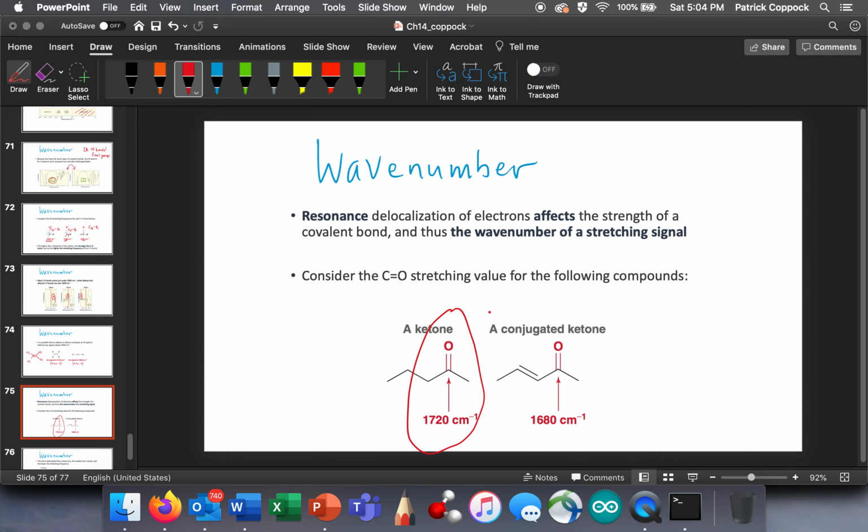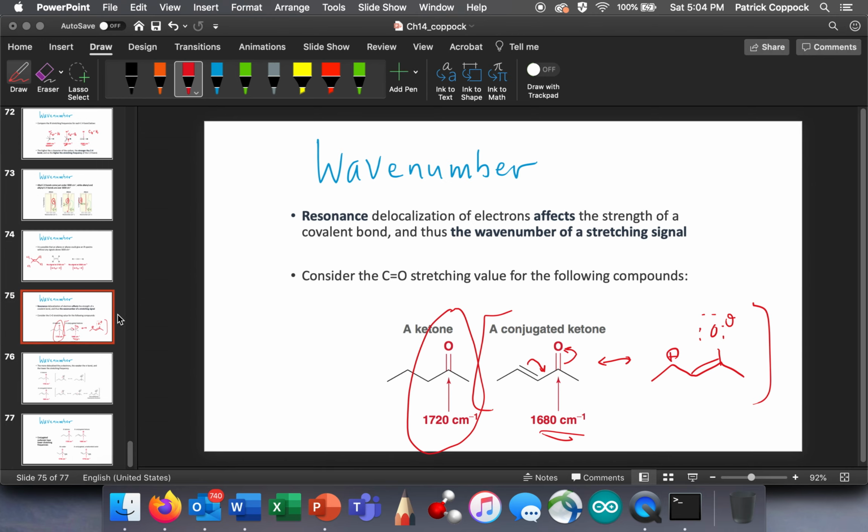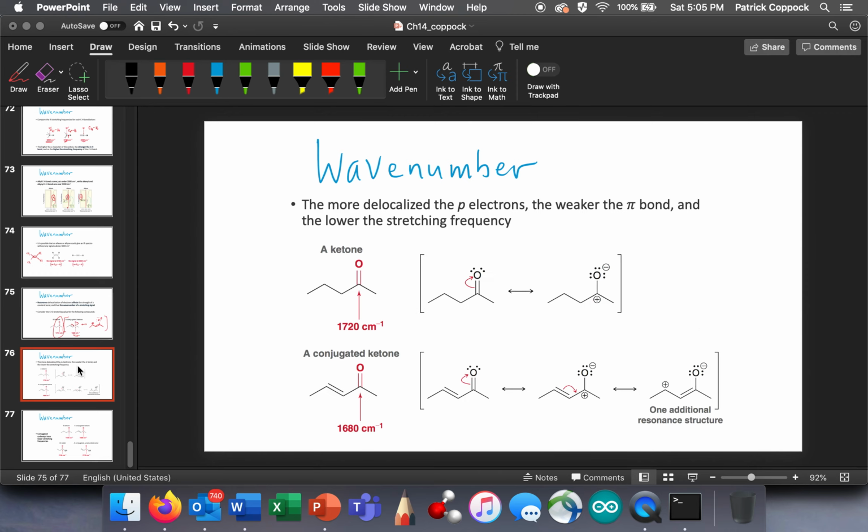Now, if it's conjugated, that means if you have possible resonance, where this can go here and this can go here, and you get this resonance stabilization, there's our resonance stabilization. Then all of a sudden we'd say, oh, that bond is weaker then. It's weaker, and so it's going to absorb below 1,700. So resonance destabilizes the bond, and it affects the wave number accordingly.